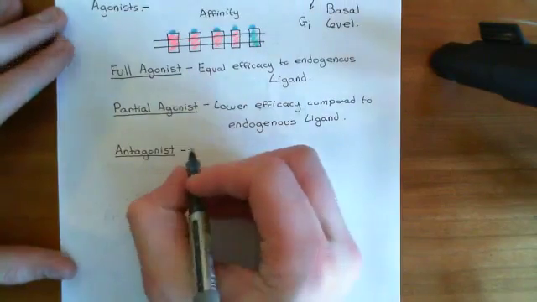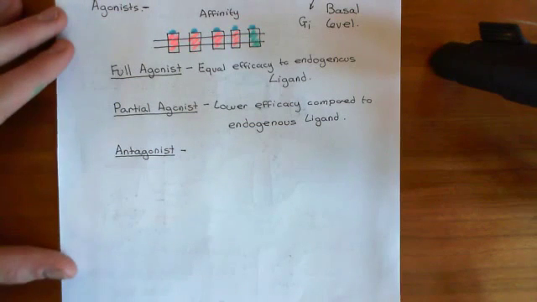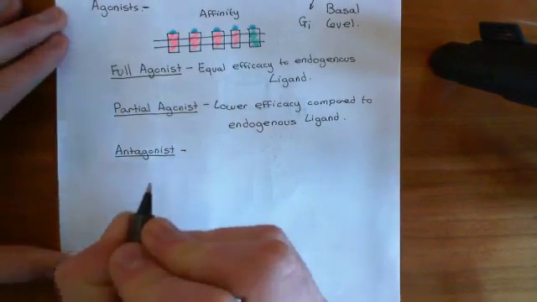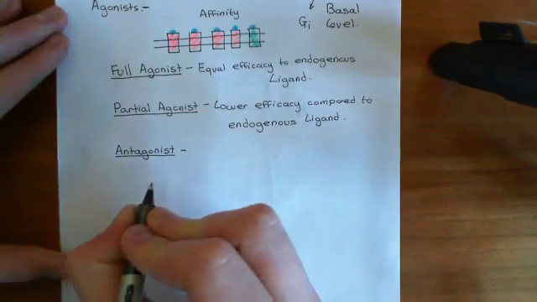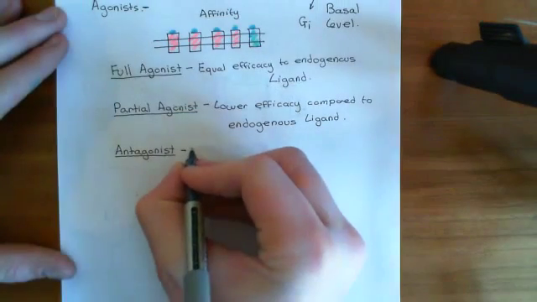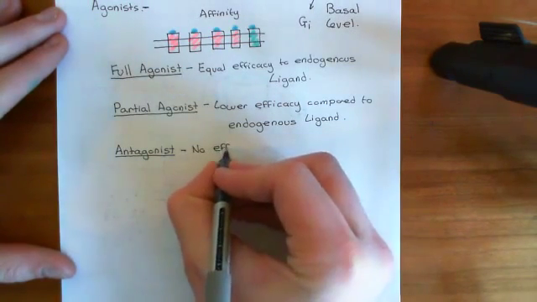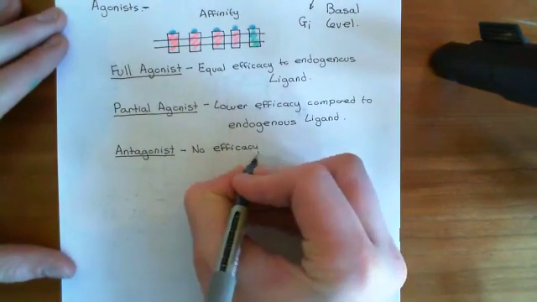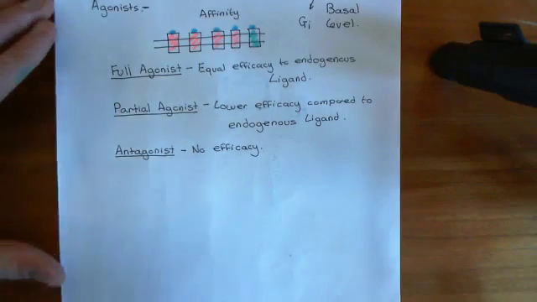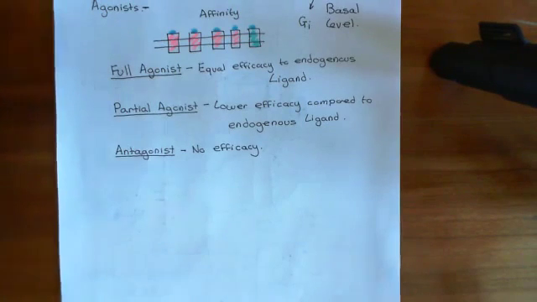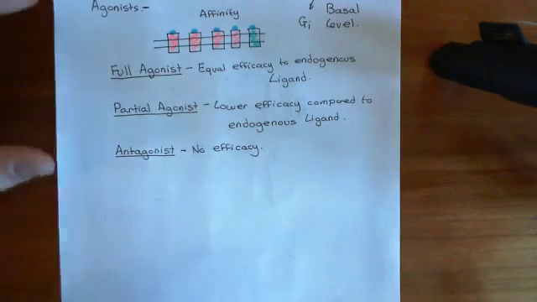So they have absolutely no effect on the position of equilibrium between the active state and the inactive state. All they do is block the binding site, so they stop other molecules from being able to come in and bind to the receptor. So no effect on efficacy. They have affinity, so they'll bind to the receptor, but they have no efficacy. They don't change the fraction of the receptors which will be in the active state compared to the inactive state from when the receptors have no ligand bound to them.